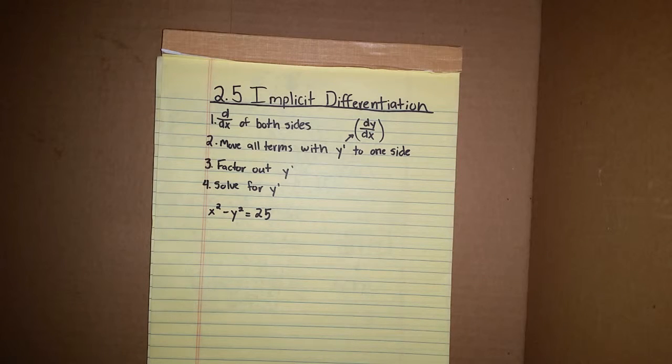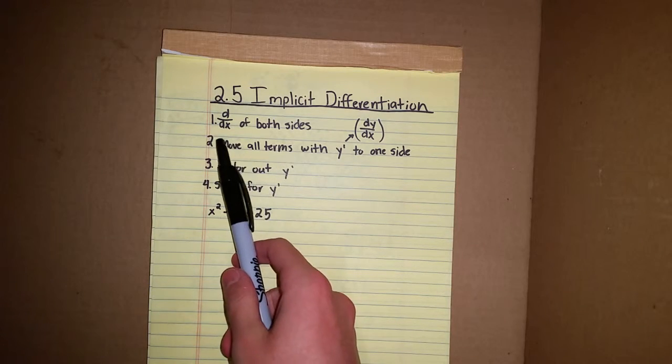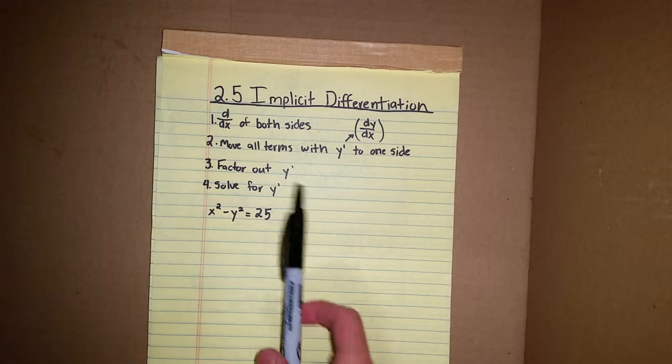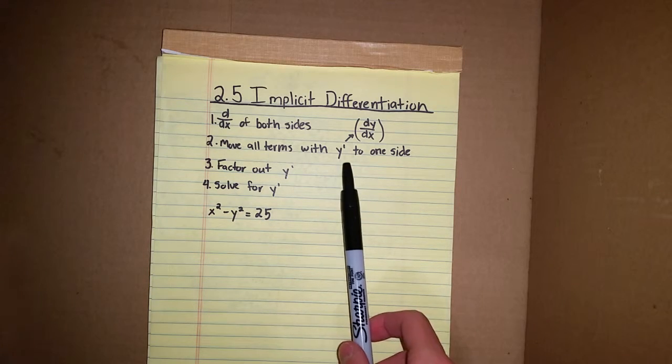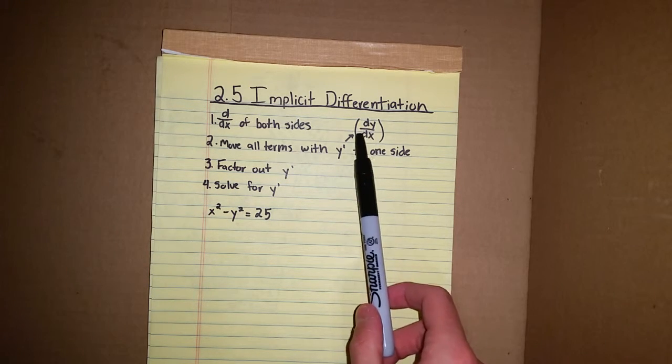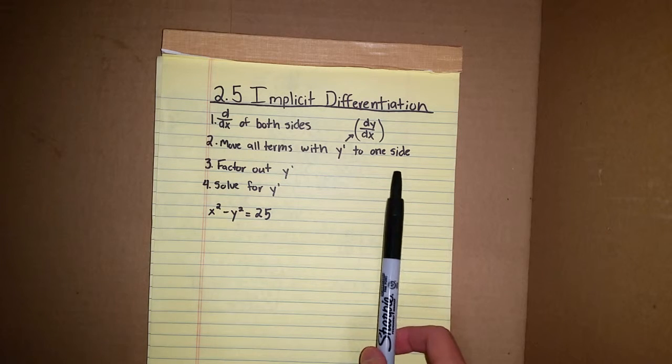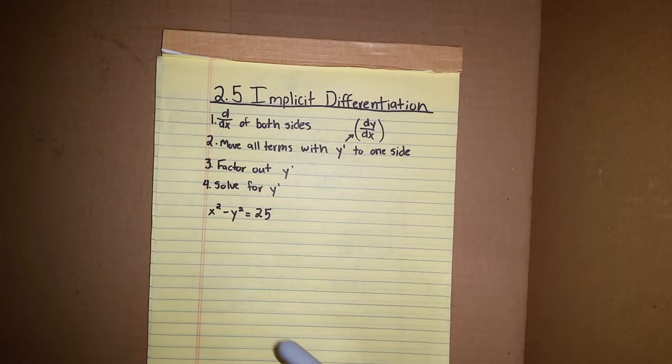Chapter 2.5, Implicit Differentiation. Now, when you do implicit, there are 4 steps, I guess you could say, to help solve problems. First thing you want to do is take the derivative with respect to x of both sides. Next, you want to move all terms with y prime, which can also be written as dy over dx, to one side. Next, you're going to want to factor out y prime, and then finally just solve for y prime.